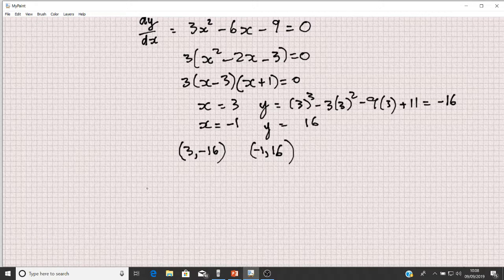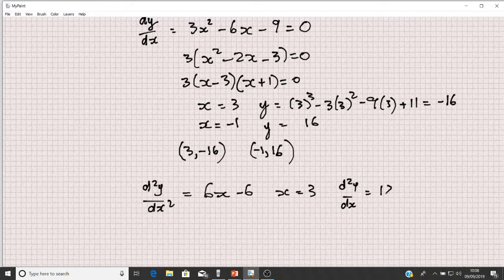We're going to determine the nature of those by finding the second derivative. So d2y dx squared equals 6x minus 6. When x equals 3, we're going to have 18 minus 6. The second derivative d2y dx squared is positive 12. This is greater than 0, so we can say it's a local minimum.